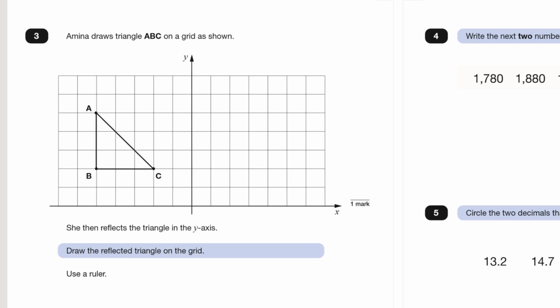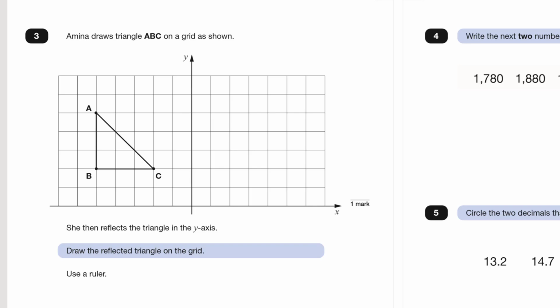Question 3, Amina draws triangle ABC on a grid as shown. She then reflects the triangle in the y-axis. Draw the reflected triangle on the grid and use a ruler. So triangle ABC just means that if we follow these letters, A, B, C, that's our triangle. The y-axis is the one that goes up, Y to the sky. So that is our mirror line. If you reflect it in the y-axis, all that means is that is our mirror line. And we're just going to draw the reflected triangle.